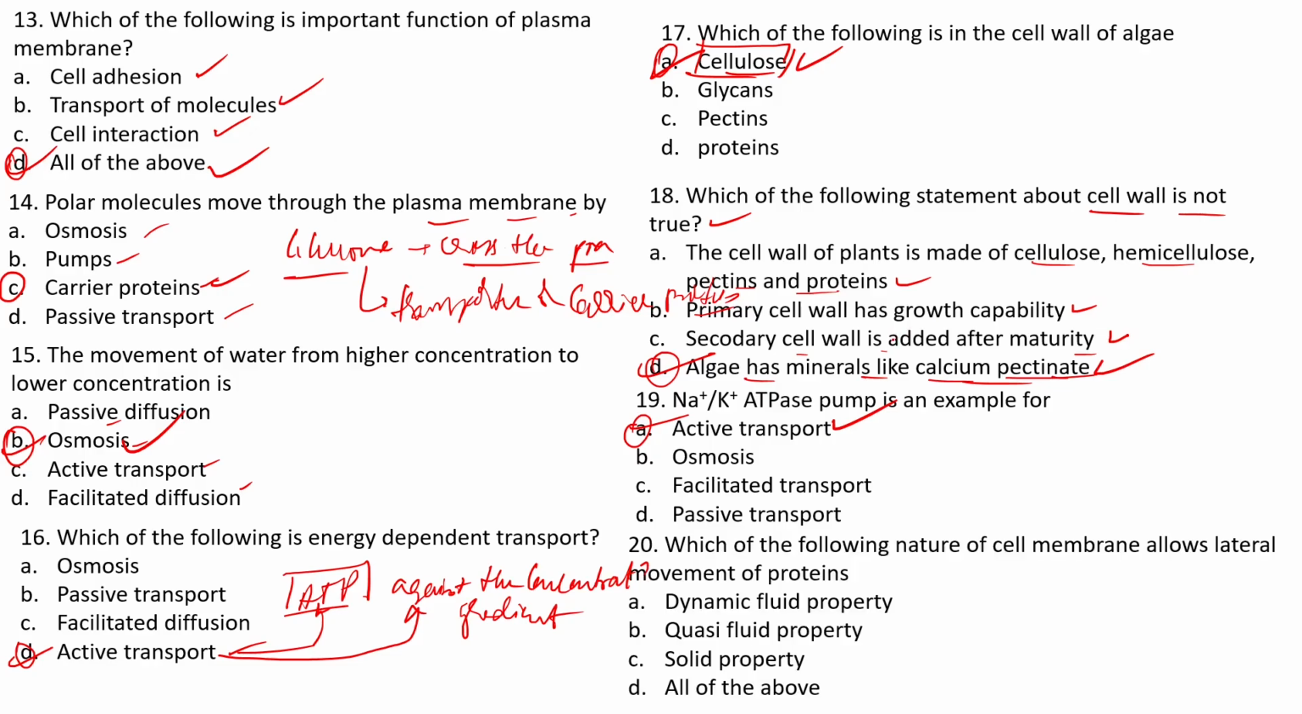So we will look into one more question. Which of the following natures of cell membrane allows the lateral movement of the proteins? Dynamic fluid property, quasi fluid property, solid property, all of the above. We know it is the quasi fluid property that mainly promotes the movement of molecules laterally, mainly the protein molecules laterally.